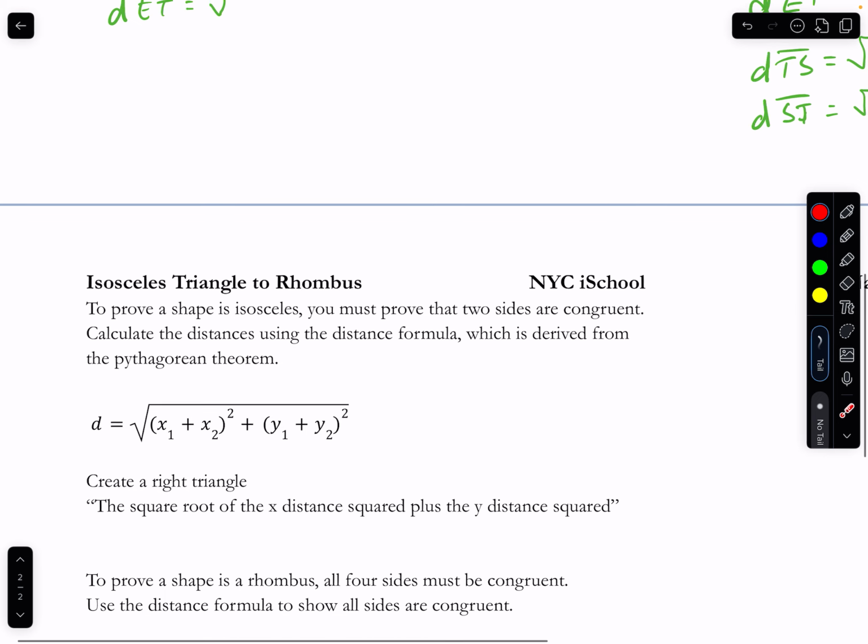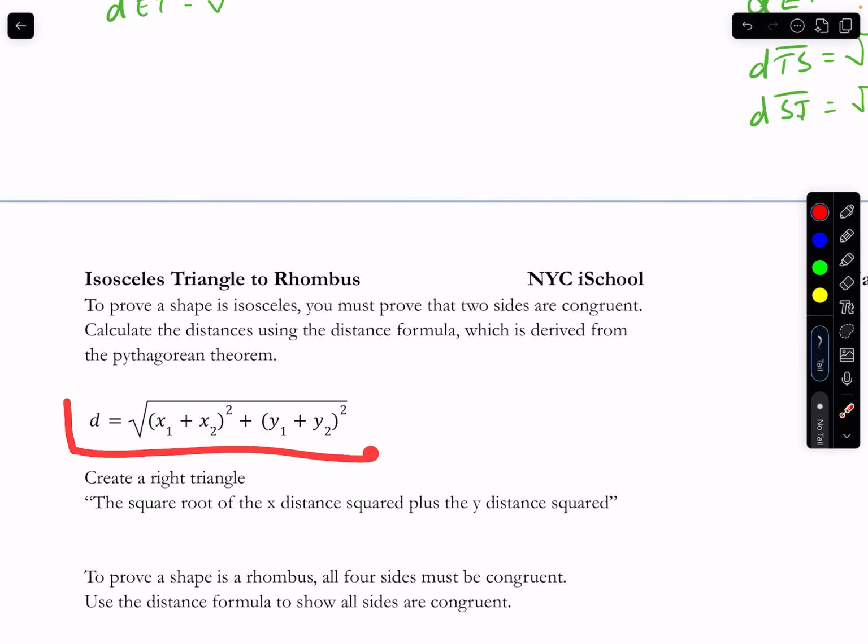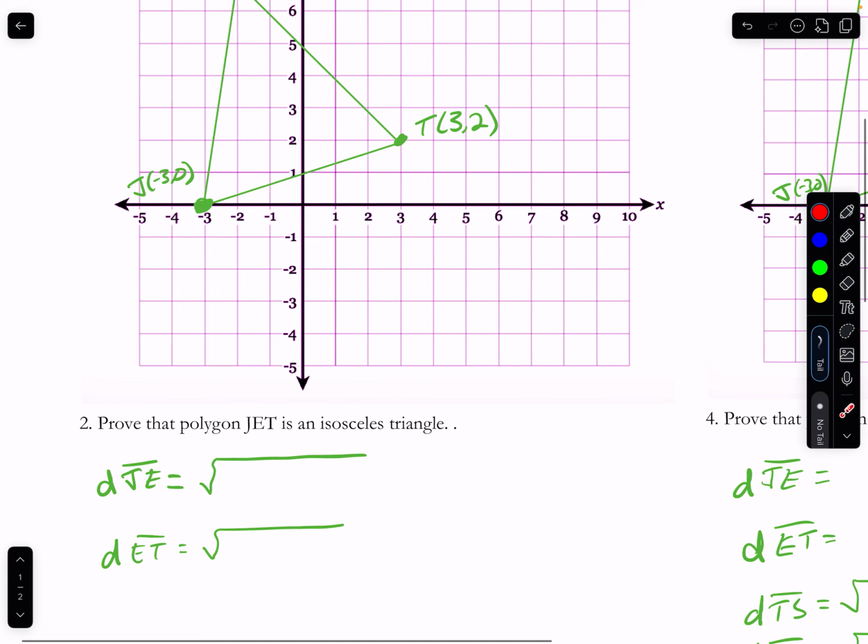There's little notes on the back here. Here is your distance formula, if you want to use your distance formula. Or just create a right triangle and then say the square root of the x distance squared plus the y distance squared, okay? It seems like a very simple way to think about it.